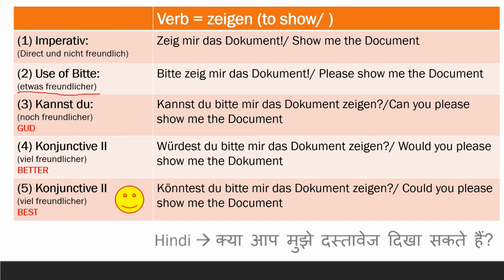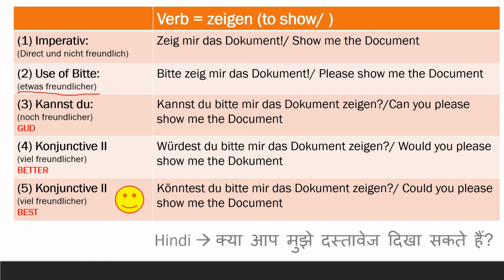Then we have number three, kannst du. Yes, kannst du bitte mir das Dokument zeigen? Can you please show me the document? We are using can. Kannst du bitte mir das Dokument zeigen? Can you show me, or can you please show me the document? And this sentence is noch freundlicher. Noch means that it is more friendly than the second one. If you say to somebody, can you please show me the document? So this is more polite than the second one. And then we have number four, conjunctive II.